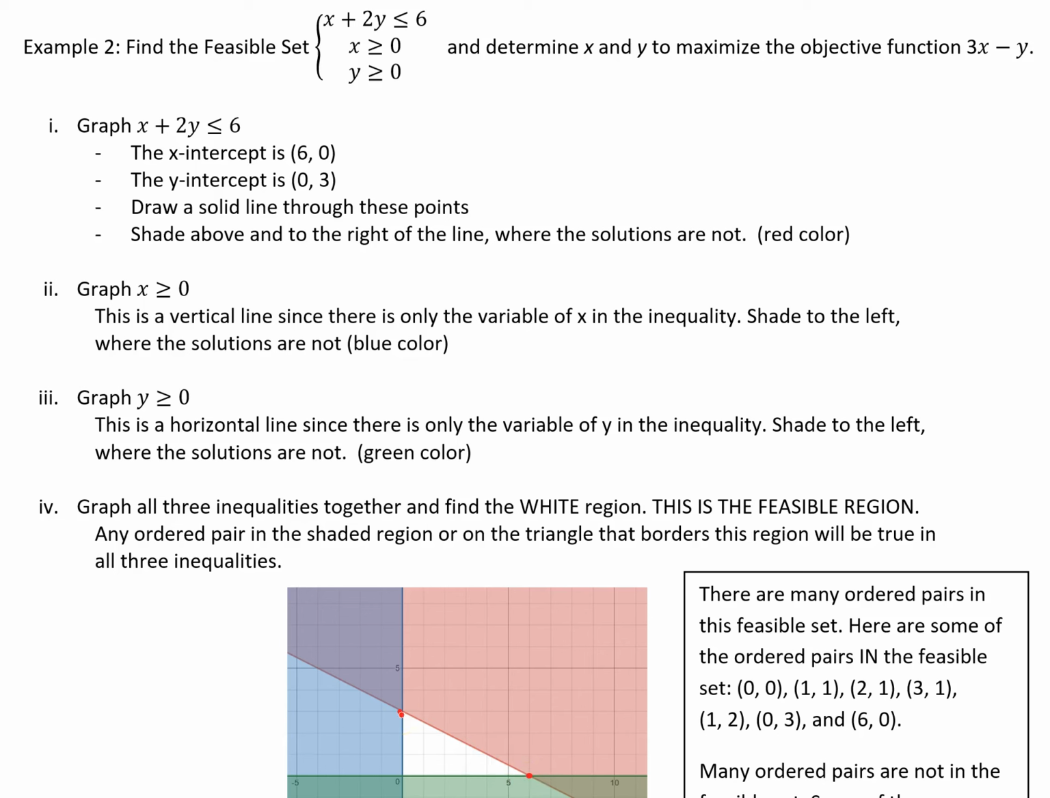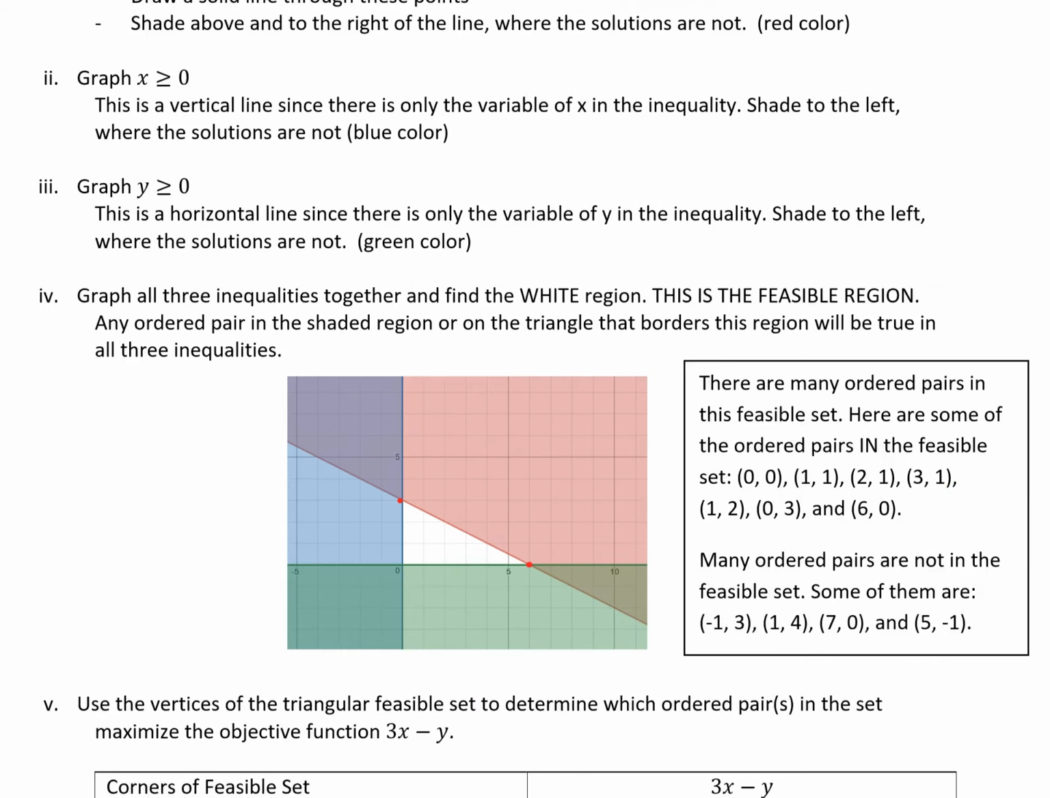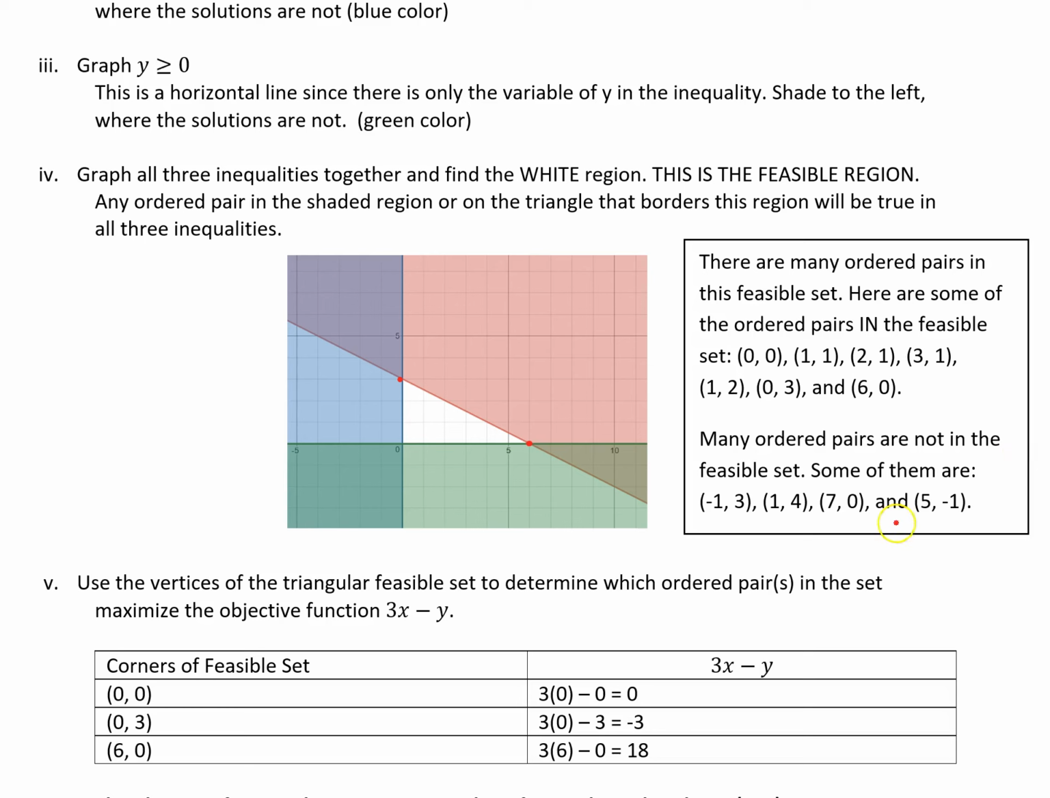Everything inside this little triangle, all the ordered pairs, whole numbers, decimals, fractions, all of those are solutions to the inequalities that we started with. All three of those. I could pick any ordered pair in this white feasible set, substitute them into these inequalities, and they would be true in all three of them. Well, over here in the box, you'll see that I've listed several of the ordered pairs that are in the feasible set. Down a little lower, I have listed some ordered pairs that are not in the feasible set. They're out in either the red, the blue, or the green areas.